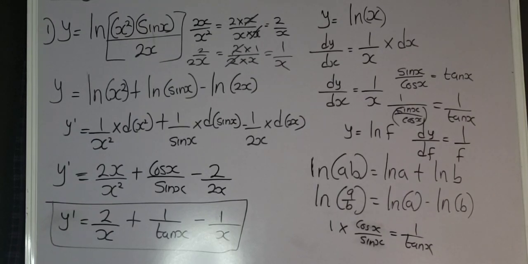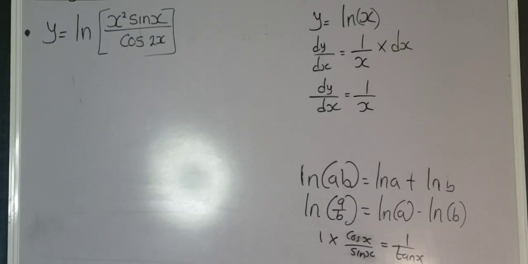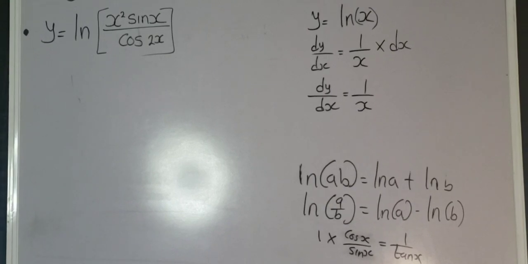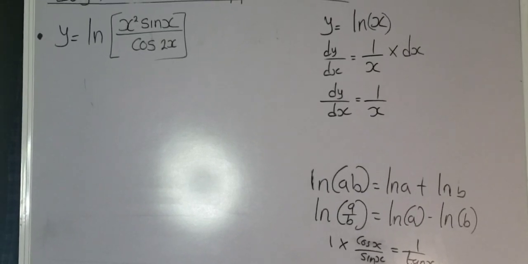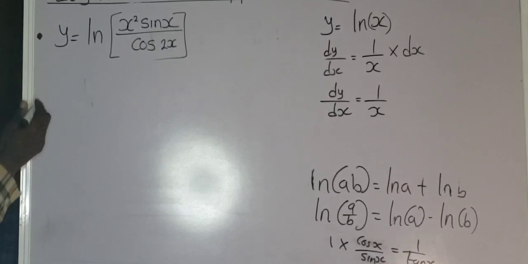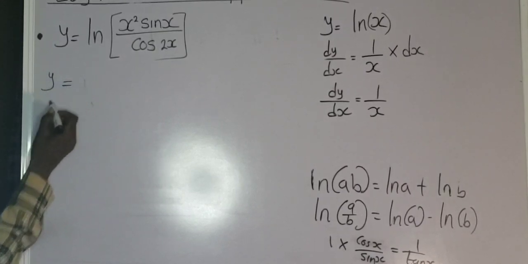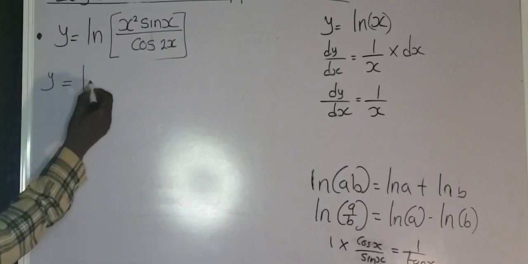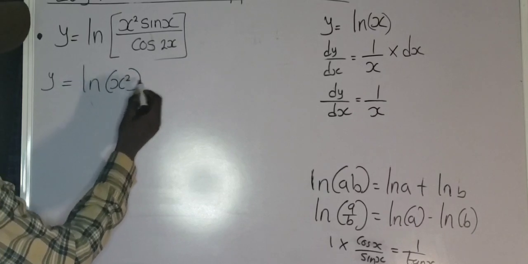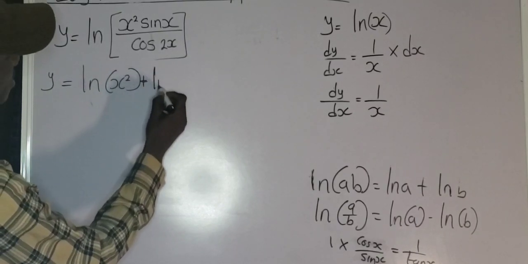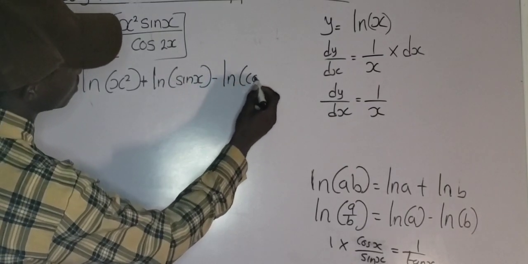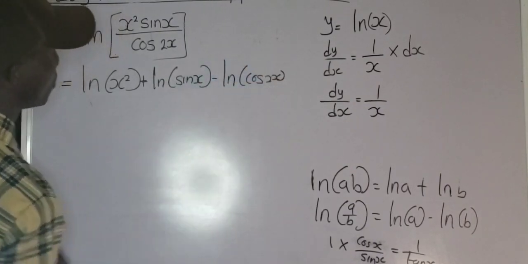Let's proceed to question number 2. Now let's take the derivative of this function. The first step is that we are going to decompose this function. To decompose a function means to reduce the function. Is that not it? So let's reduce this function. We can rewrite y as ln x squared plus ln sine x minus ln cos 2x. Do you understand how I got this?